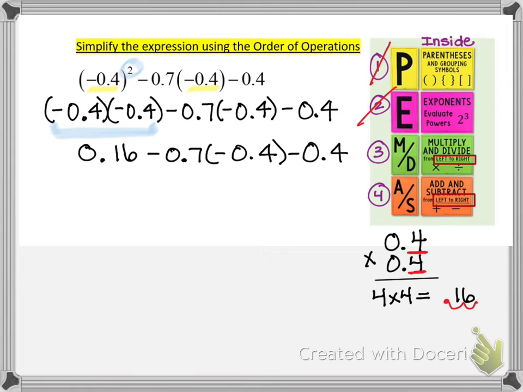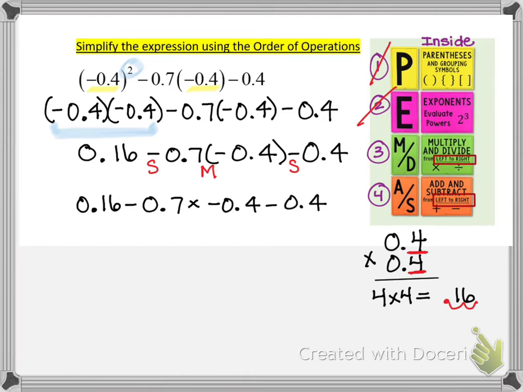So now let's look at the operations we have. We have a subtraction, we have another subtraction, but then we also have a multiplication. So where I see the 0.7 parentheses negative 0.4, that really means 0.7 times negative 0.4. So let's rewrite our expression. I have 0.16 minus 0.7 times negative 0.4 minus 0.4.